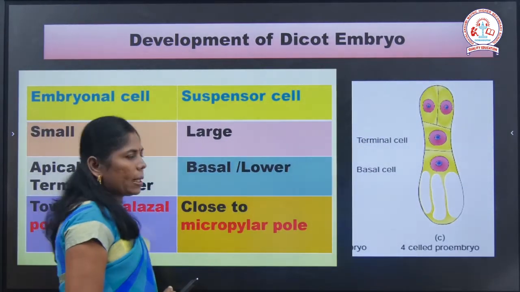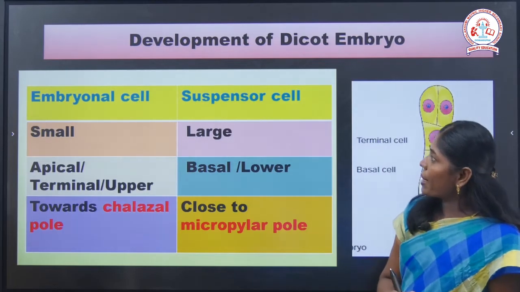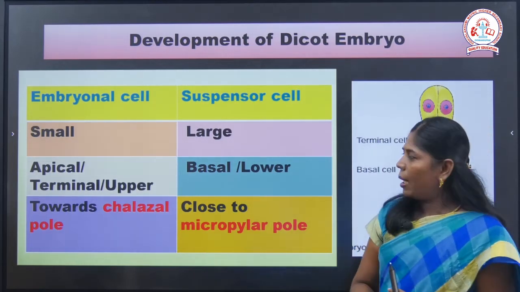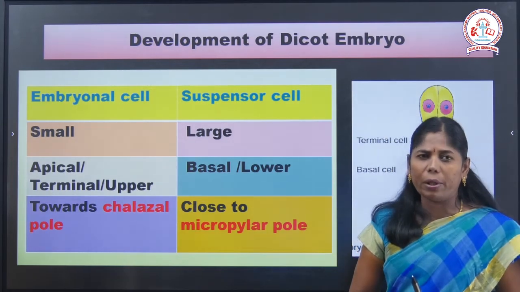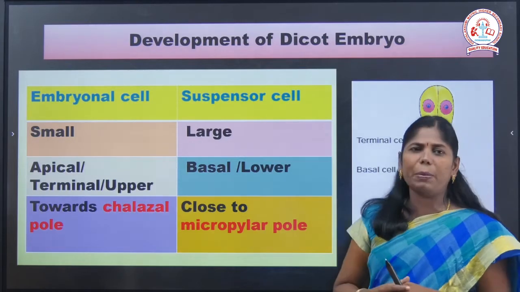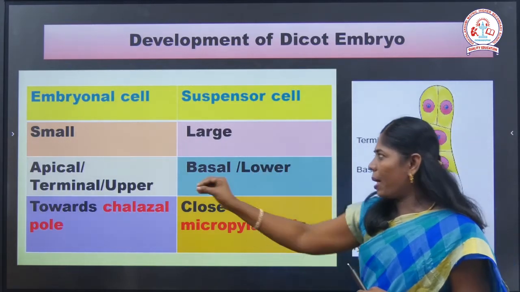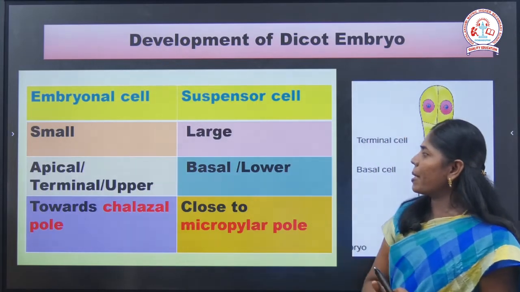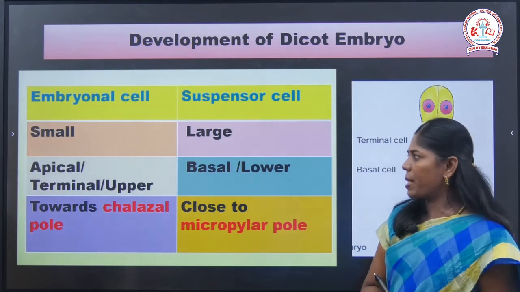Embryonal cells are small in size. What about the suspensor cell? That is large in size. The embryonal cell is located in the apical, terminal or upper region; the three have the same meaning. Apical is your apical region. Terminal is the end of the plant body, the upper portion. The other one is the suspensor cell, your basal cell, the lower cell.